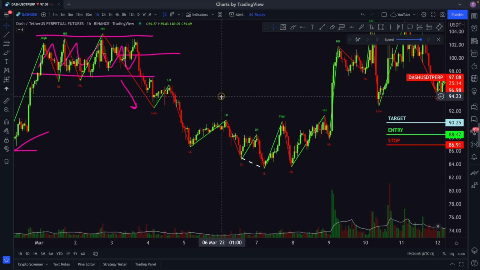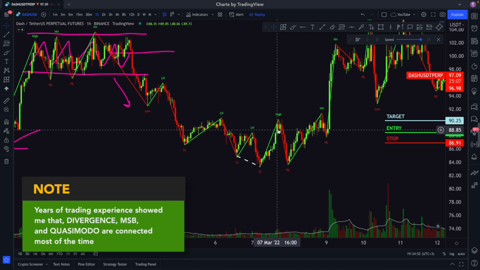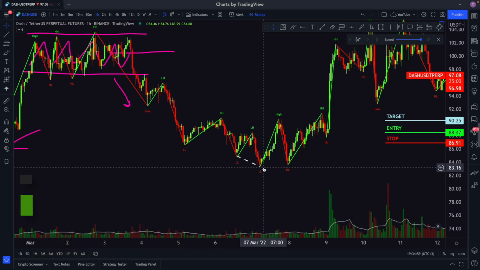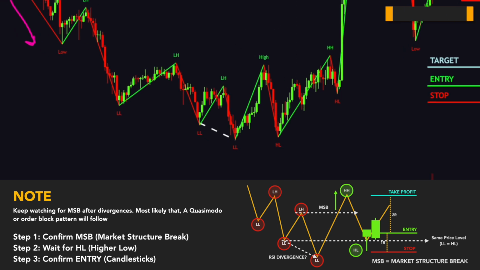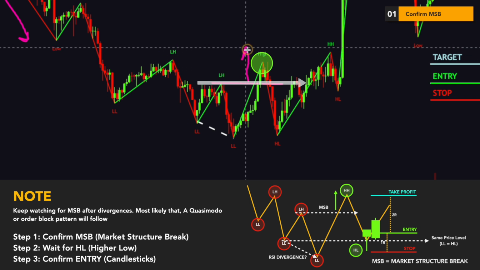Okay, what comes after a divergence if we see a market structure break? The Quasimodo pattern. This is a great example. If you miss the divergence trading, you can always wait for the Quasimodo pattern. So simple to trade. One, wait for the market structure break. As you can see here, this is where market structure breaks.